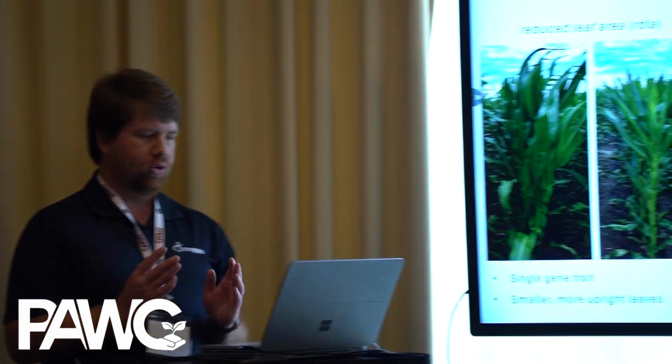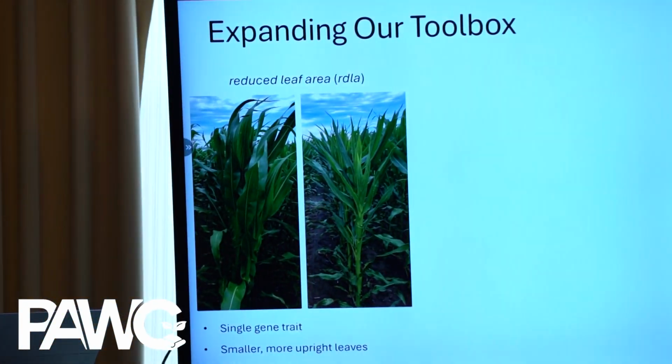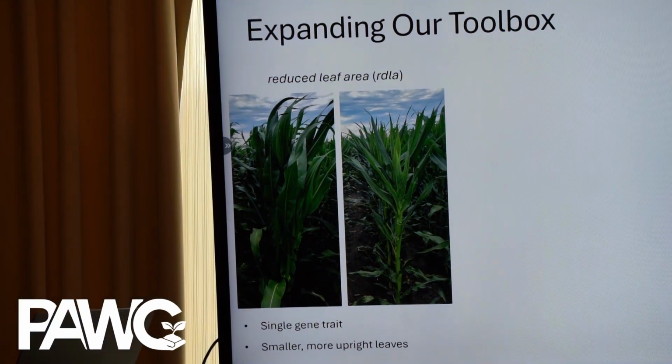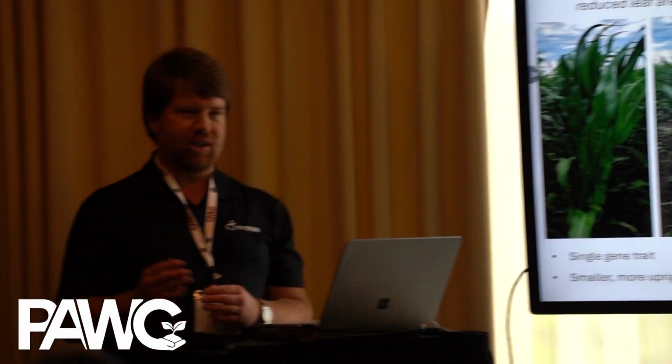So whenever I am looking at how we can utilize this approach, I've been working with a mutant variety that our lab has discovered that we've called reduced leaf area, or RDLA. You can see in the images over on the left-hand side of the screen a normal wild-type plant and a mutant RDLA plant. This mutation acts as a single gene. We finally got it mapped down to what gene is causing it now. And you can see the phenotype, it gives smaller and more upright leaves.